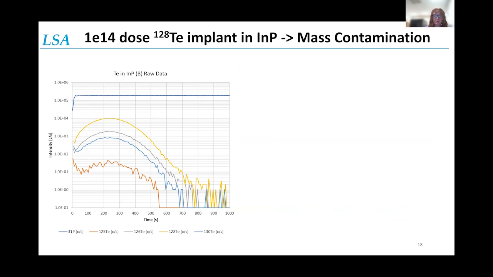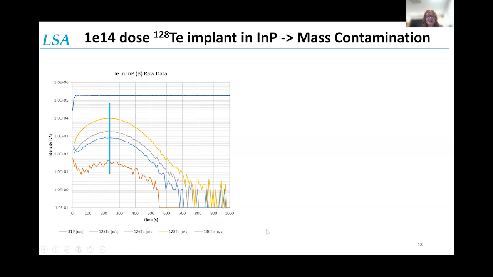So we run our depth profile for all of the different isotopes that were present in the mass spec. And we can see that there is an implant shape for all of them. All of them look Gaussian, and the top of the peak overlays perfectly. This is an indication that when the ion was implanted, there was mass contamination.